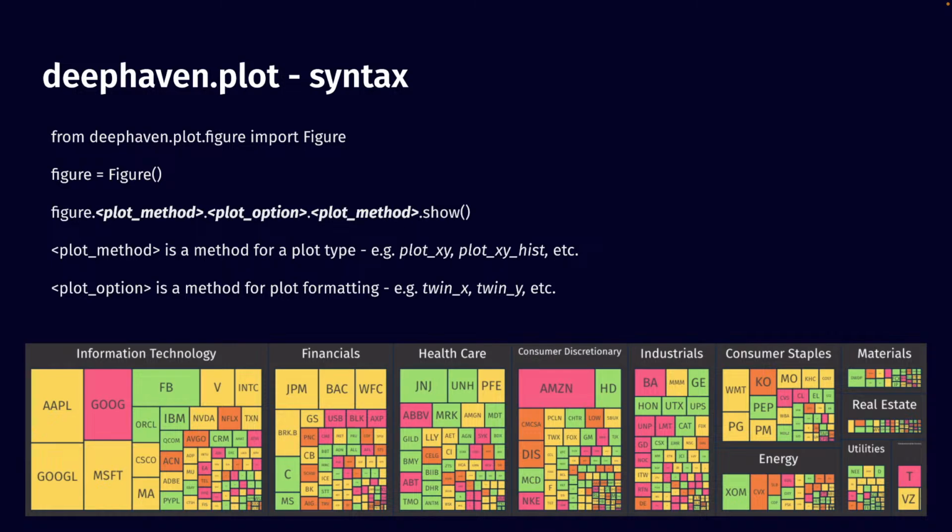In this case, plot method is the method to create a particular type of plot, whether that's plotXY for a line plot, or XYHist for a histogram. There's category plots, pie plots. As you see at the bottom here, there's tree map plots. And then some of the plot options that you can give it are methods for formatting, things like twinX and twinY, which will make multiple plots share an axis.